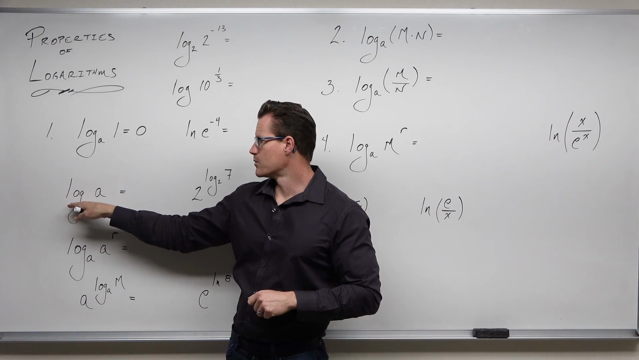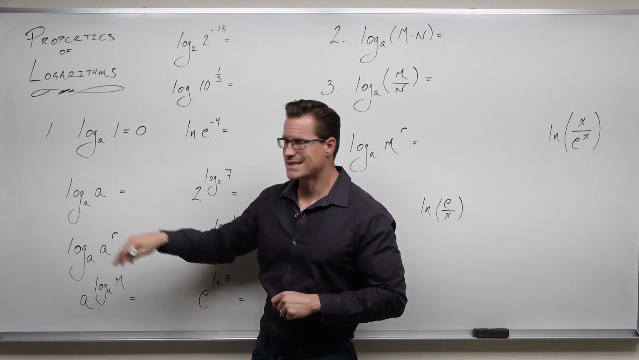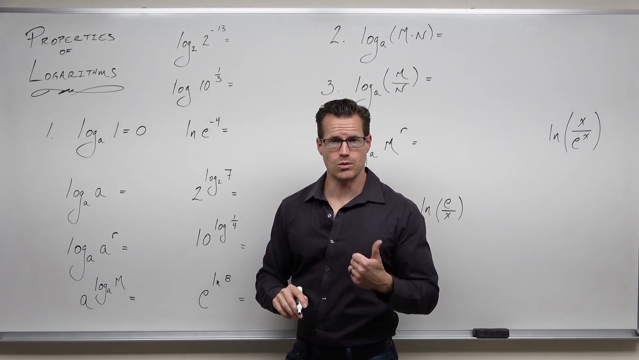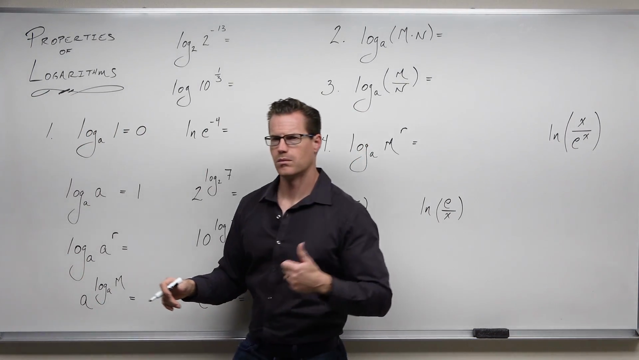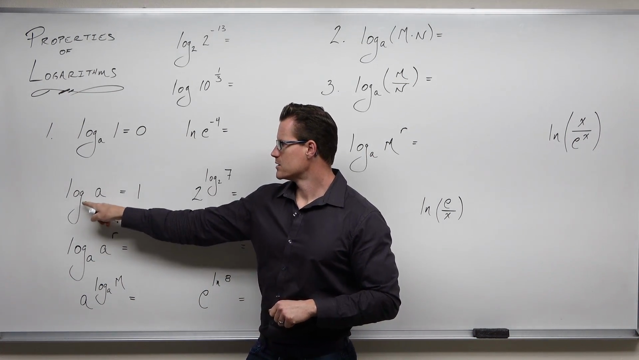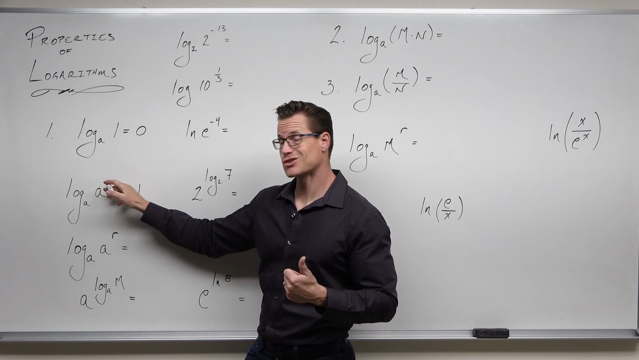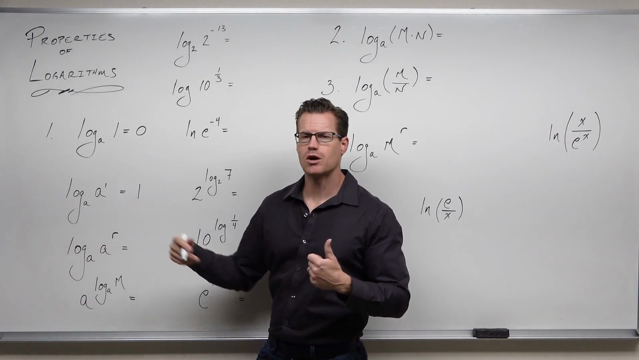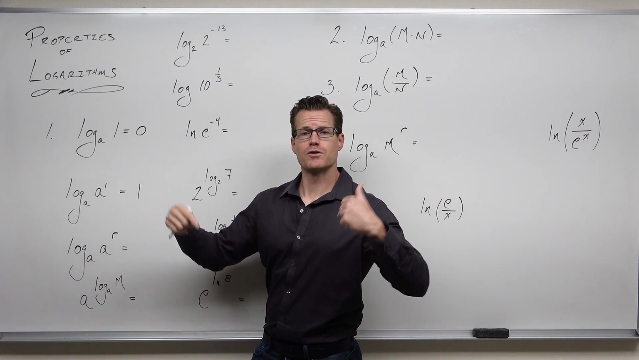Likewise, a logarithm with a base of a, if you have the same base here and here, this is always going to equal 1. Why? Because a to the first power is always going to give you a. It's almost a trivial statement. It says a raised to what power gives you a? a to the first power gives you a.